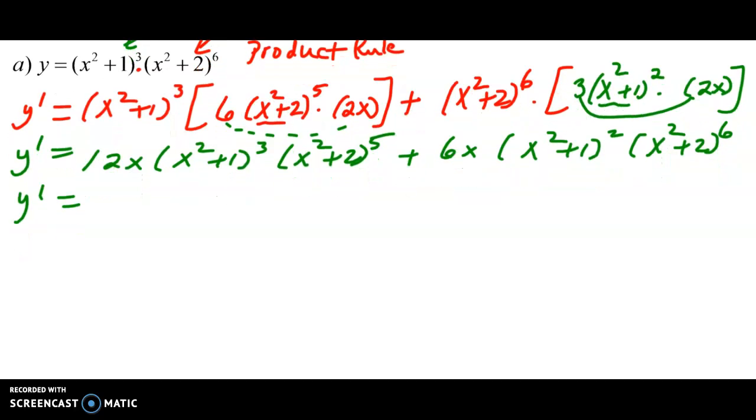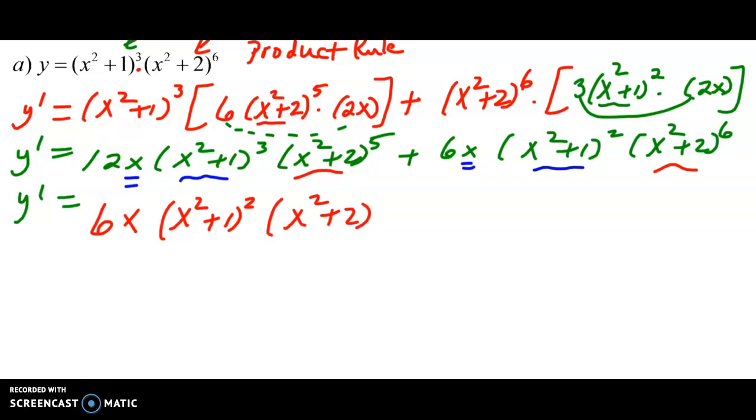There are some common terms. We have an x that's common, we have this binomial that's common, and we have another binomial that's common. And 6 and 12 have something common as 6. So the GCF is a big thing here. So we're going to take out a 6, we're going to take out an x. x squared plus 1 cubed and x squared plus 1 squared, they have at least 2 in common. x squared plus 2, this one has a 5 and a 6. They have at least 5 in common. So this right here is your GCF that I was just talking about.